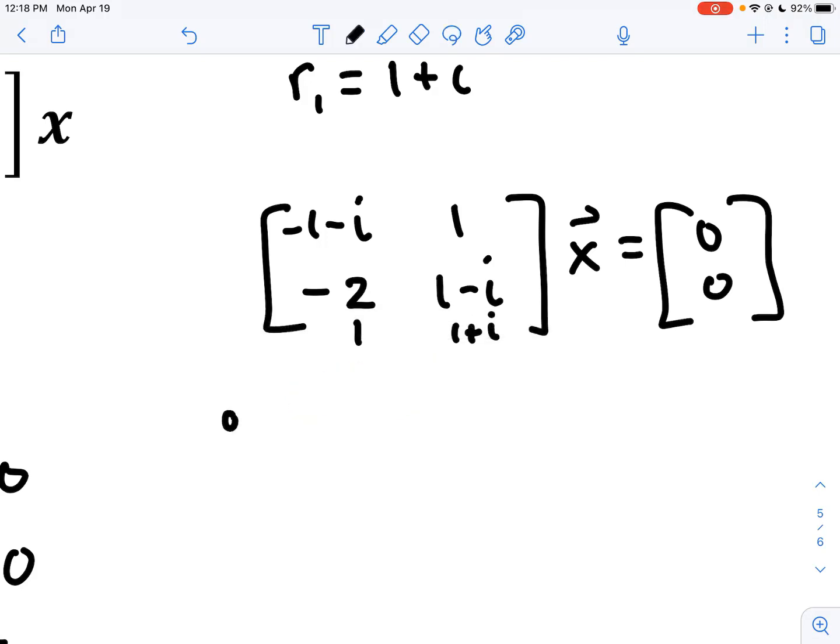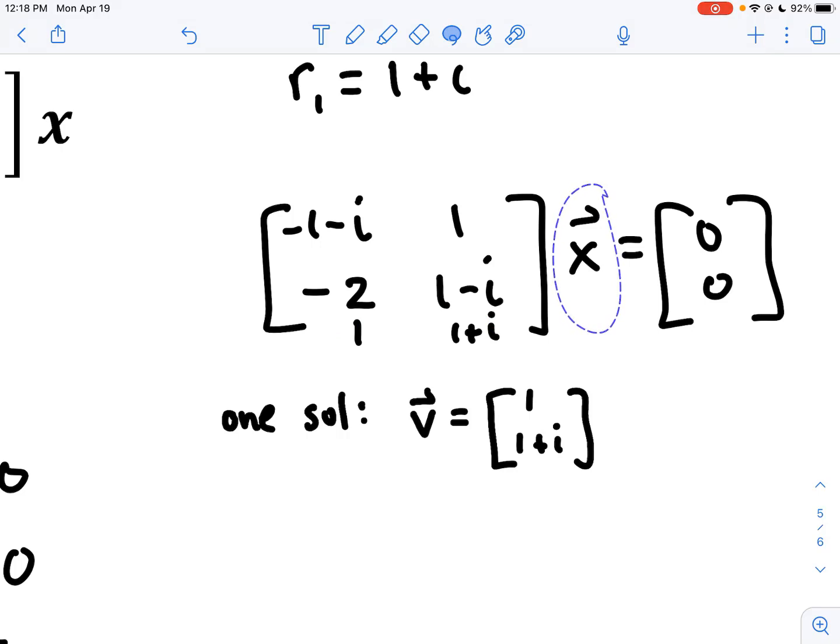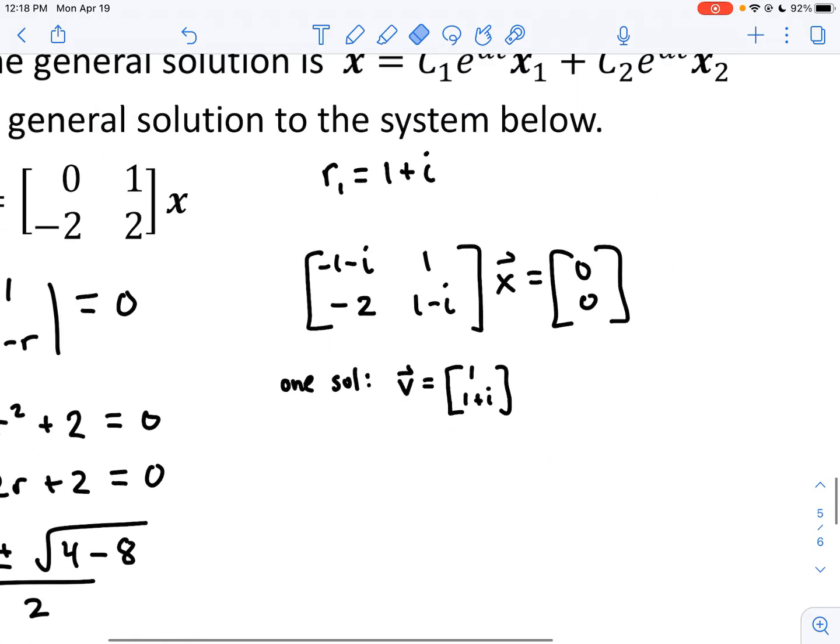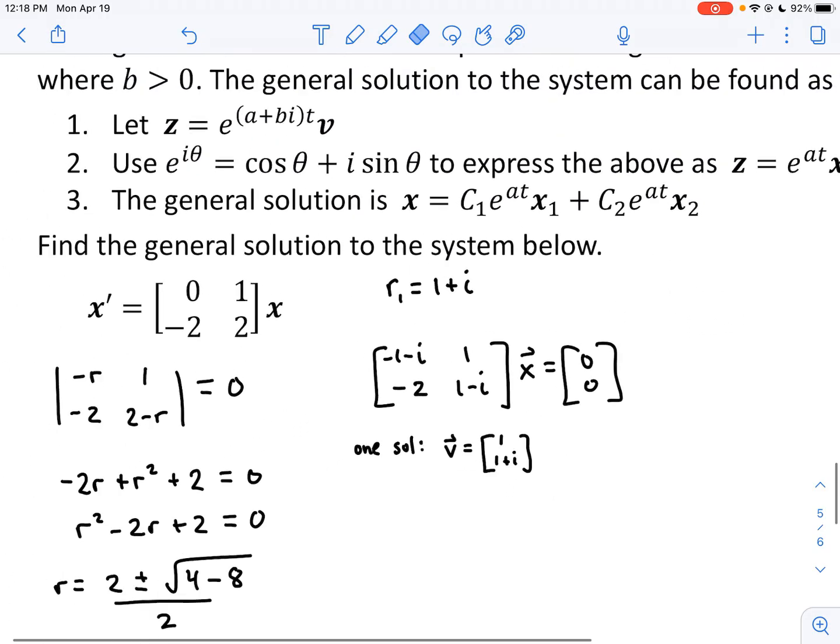So I can see that one solution is going to be this eigenvector that we're describing, this v eigenvector, is going to be 1 and 1 plus i. These are the components that if they were placed right here and we did this matrix vector multiplication, I would get the 0 vector. Okay, so let me now delete that. Okay, so let's go back up to here.